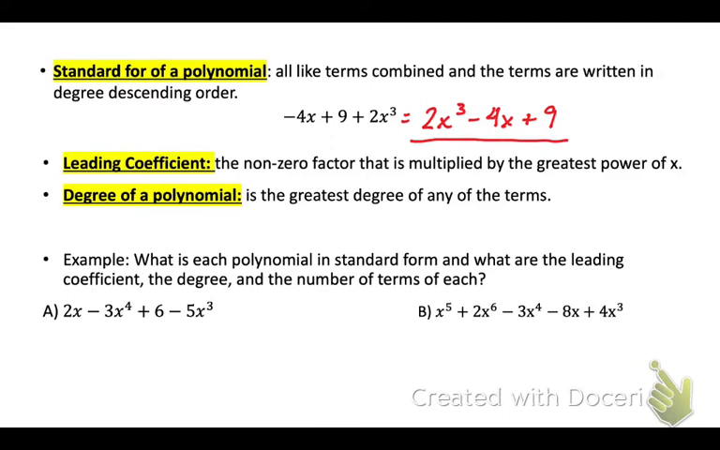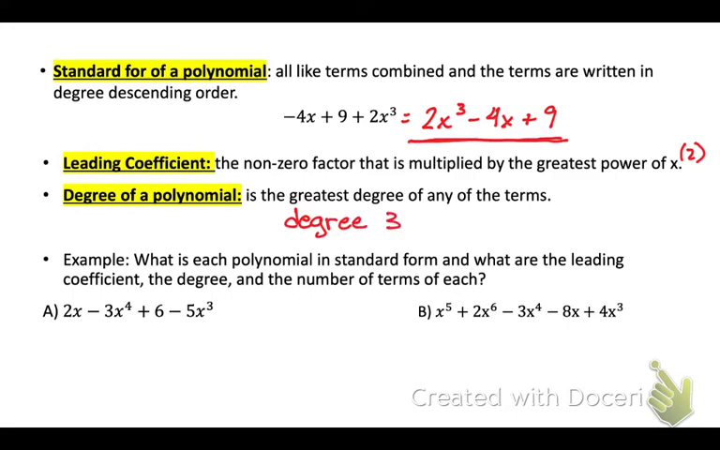Degree of the polynomial is the greatest degree of any of the terms. So of our example, what is the degree of this polynomial? What is the greatest degree on any of the terms? The degree is 3. 3 is the highest degree, correct? So our example is degree 3.